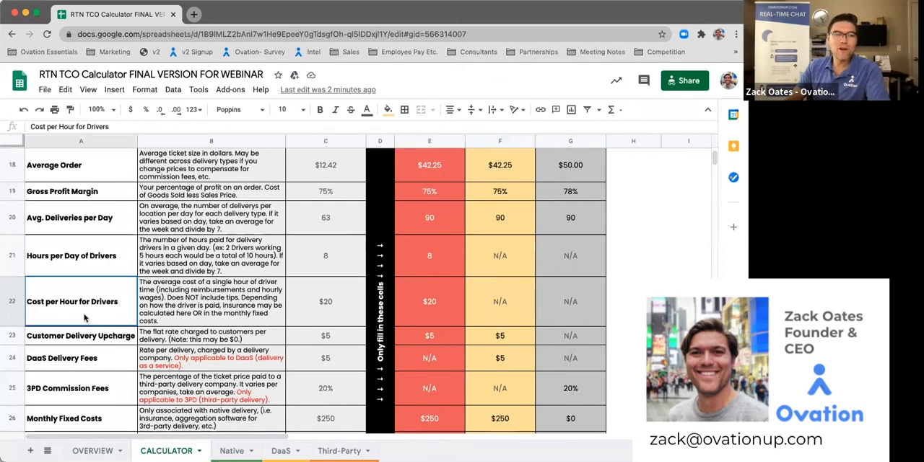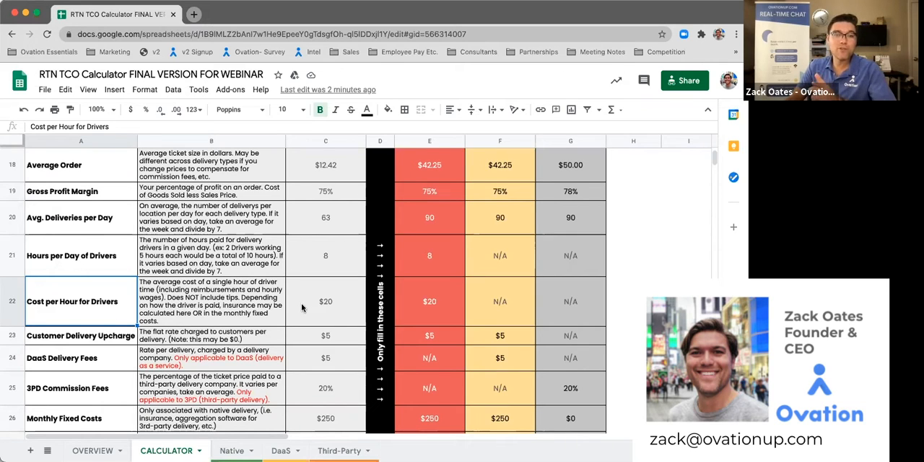And then going along with what Ryan was saying, the cost per hour per driver is where you calculate that. And again, that's the cost of a single hour of driver time. So if you have 2 drivers and they're each getting paid $20 an hour, you would put $20 an hour here, and the fact that you had 2 drivers working for that 1 hour, you would factor that in the column above that.